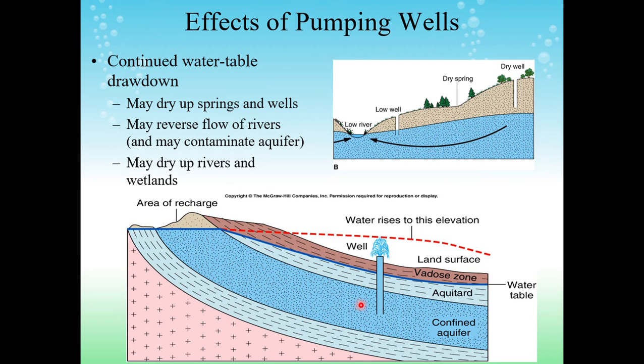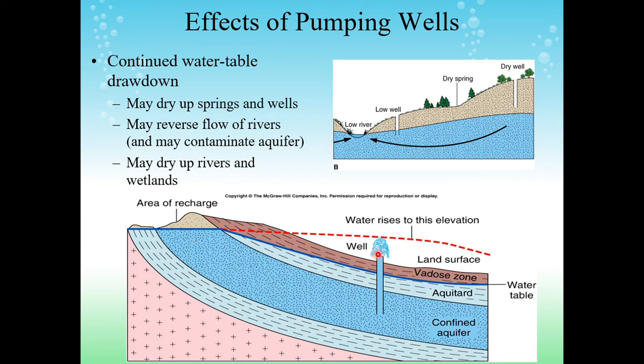And where is the water table for this aquifer? This is the water table. The water table is the highest point of the water in the aquifer. Okay, so the water table is not here. This is just the boundary between an aquitard and the aquifer. The water table is right here.